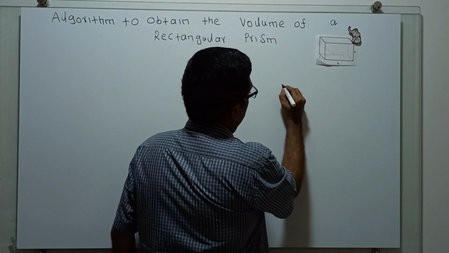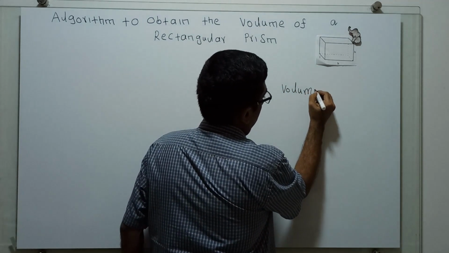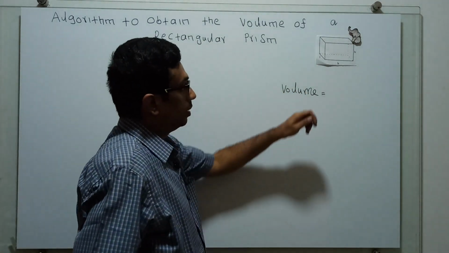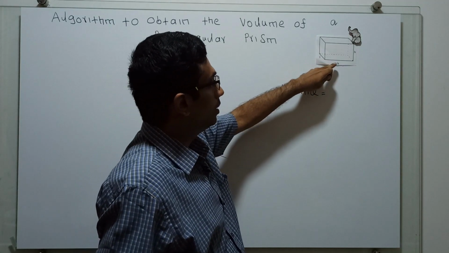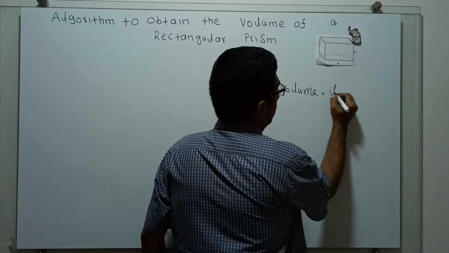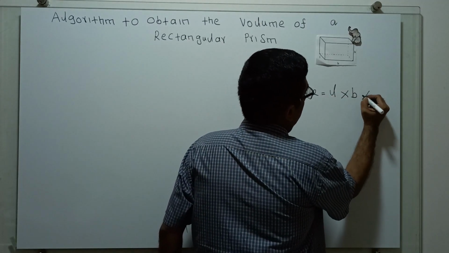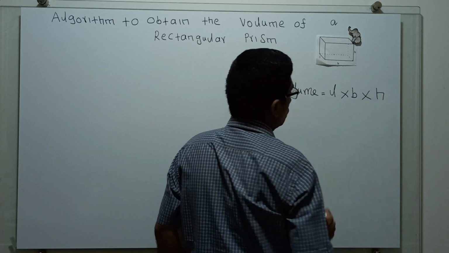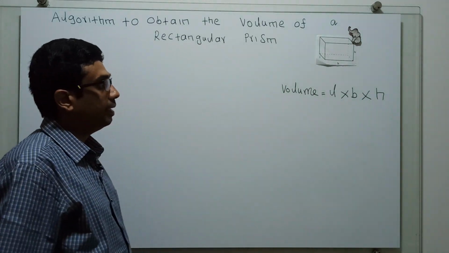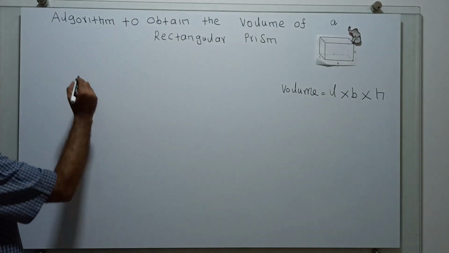The volume is calculated using length, breadth and height. So the volume equals length multiplied by breadth multiplied by height. This is the formula to calculate the volume of the rectangular prism. We will write the algorithm.